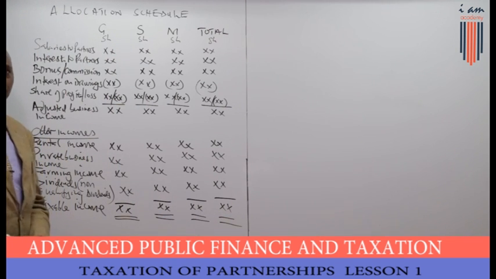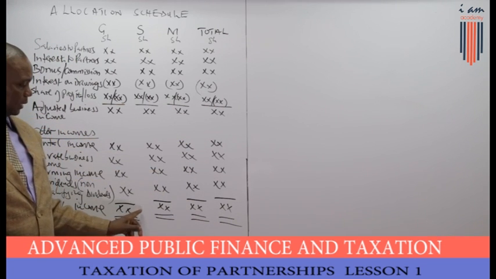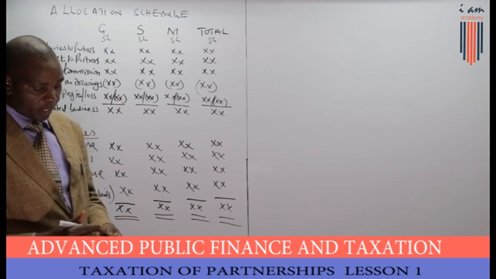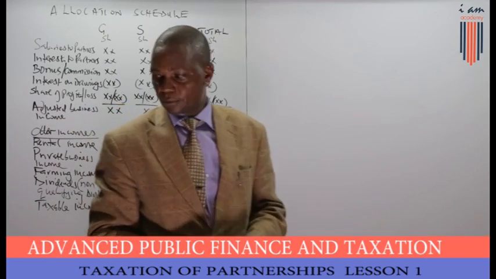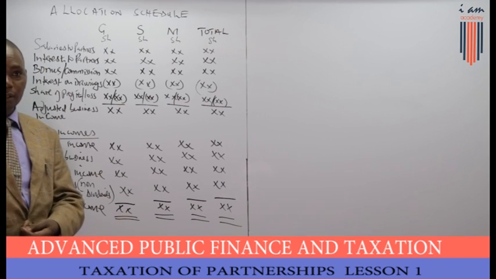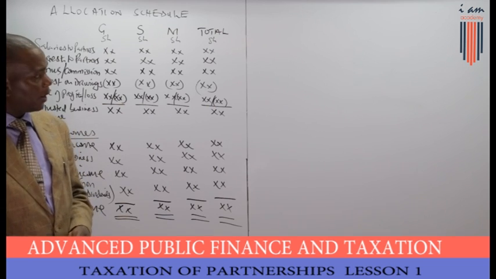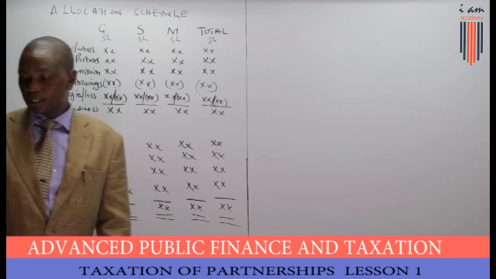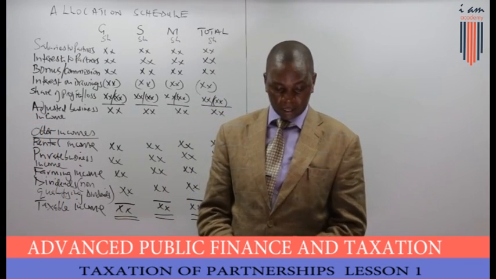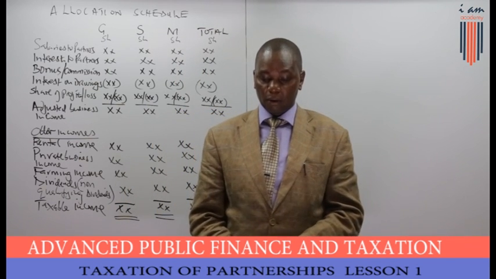So again, at this point, it is important to confirm that the income allocated to each of the partners agrees with the total income from all the sources. Now, it is important to have some notes, some important points to be taken into account. So it is important to understand a few points regarding the taxation of the partnership, and they follow as follows.